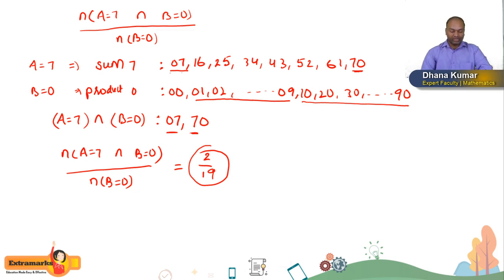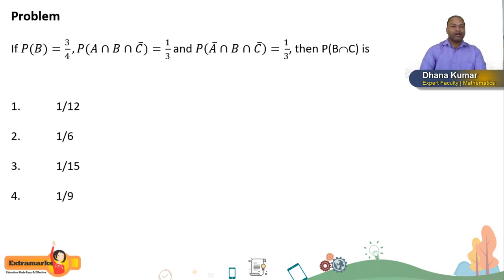Understood? Right. Now, let us come to the next question. See here. P of B is equal to 3 by 4. Next, P of A intersection B intersection C complement is 1 by 3. A complement intersection B intersection C complement is 1 by 3. Then find P of B intersection C. These are the four options. So these types of questions are there. No need to memorize any formula. Better you go for the Venn diagram concept. Using that diagram, we can easily find this question's answer. No need to remember A union, B union, C intersection and so on. Just draw that Venn diagram, plot the given values, and then find out whatever you want. Right? Let us see.